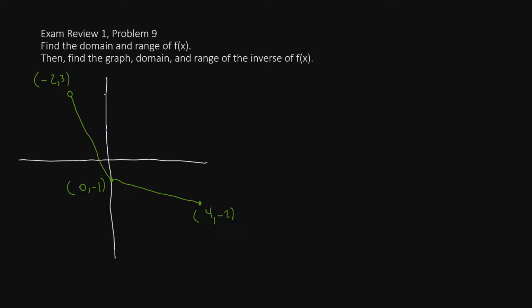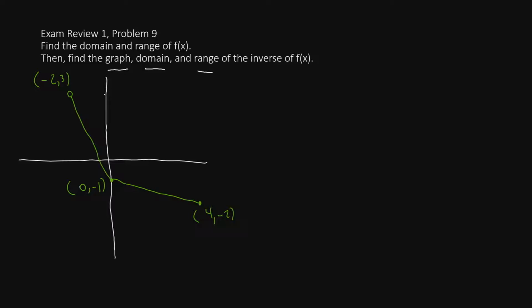Welcome back once again to our Exam Review 1 series. This time we'll be doing problem 9. We are asked to find the domain and range of f(x), and then find the graph and the domain and the range for the inverse of f(x), where they don't give you an algebraic expression and rather give you a picture of f(x), and so we can find all three of these things: graph, domain, and range.